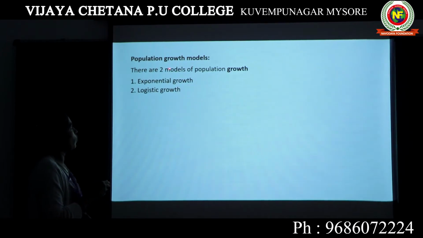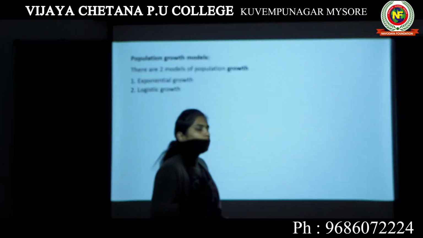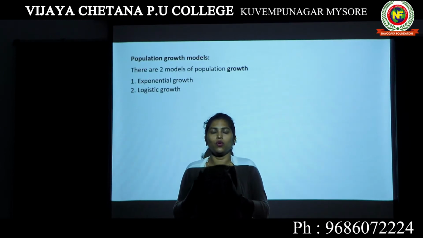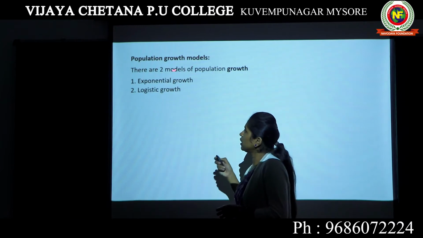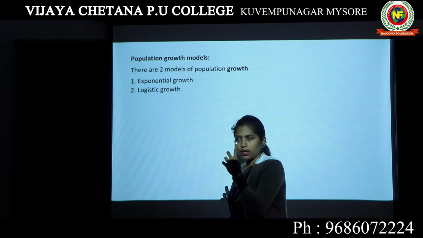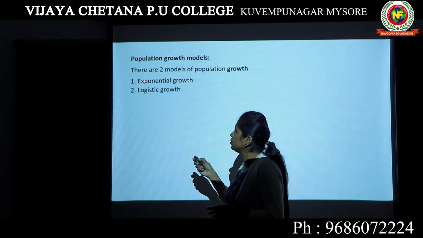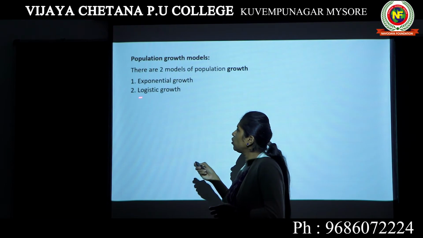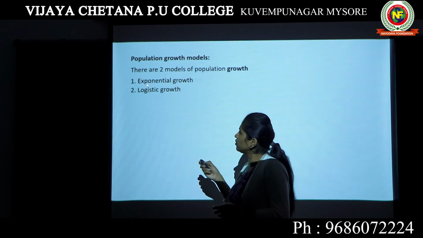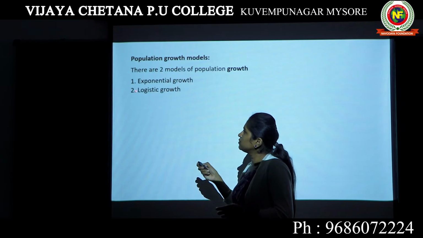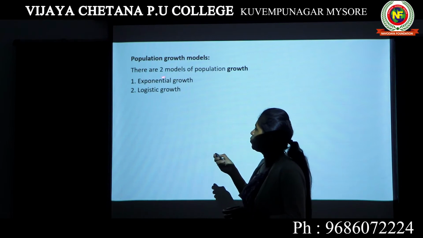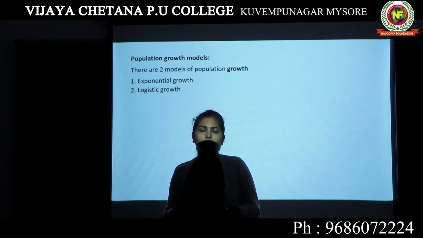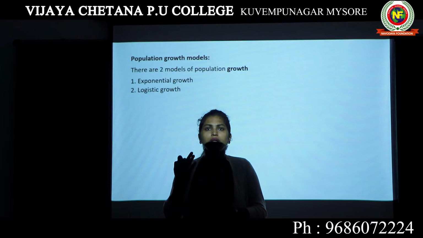We were talking about population growth models, how a particular population grows. In order to explain that, we have 2 models. One is known as exponential growth. Second one is known as logistic growth. These are the two models proposed in order to explain how a population grows: the exponential growth model and the logistic growth model.